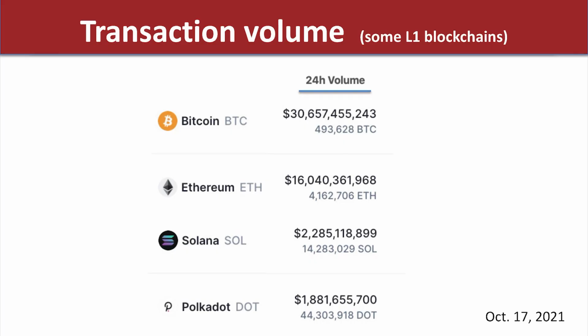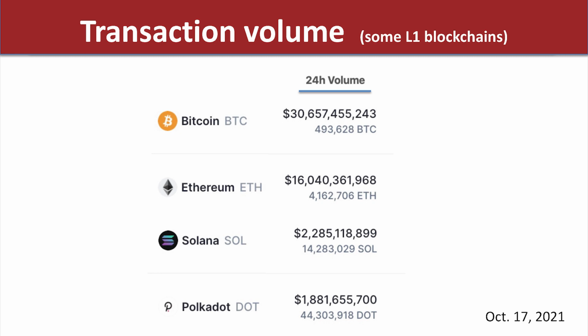The transaction volumes on these networks are enormous, right? In Bitcoin, every 24 hours, something like $30 billion change hands. Yeah, something like 400,000 to 500,000 Bitcoins change hands. On Ethereum, $16 billion every day change hands.